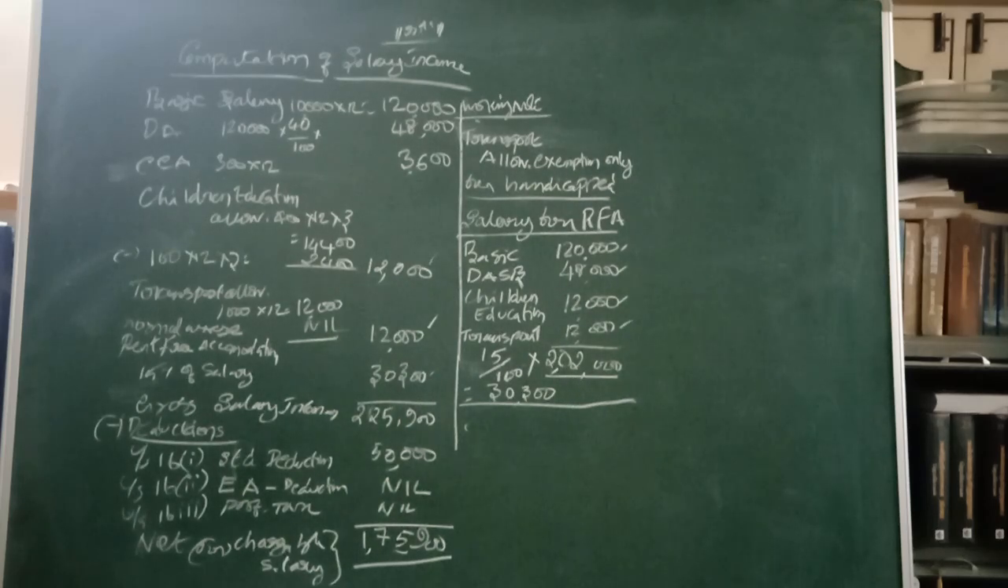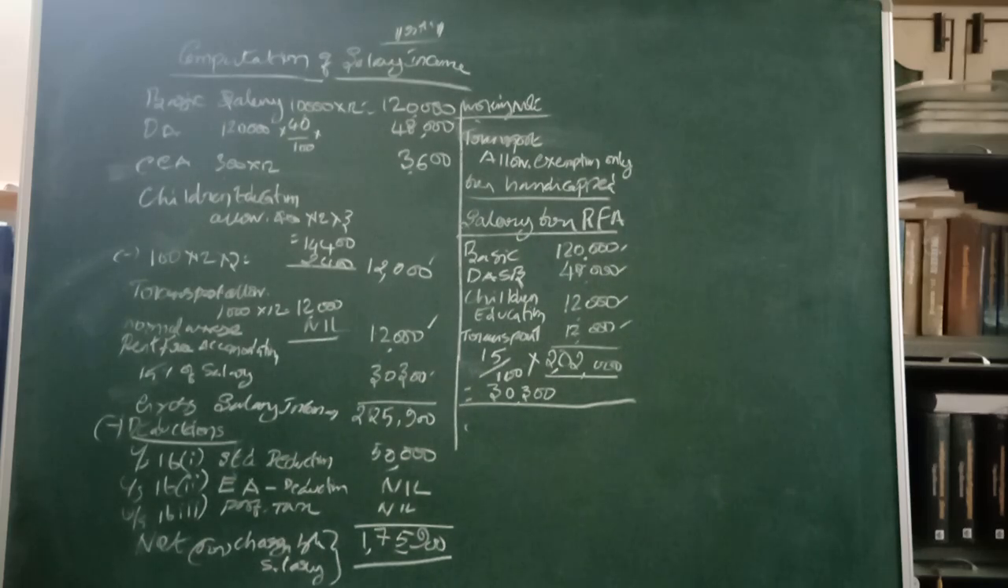Then, rent free accommodation. In which place you are having the rent free accommodation is given as a big city. We are not given the name of the city, but it is mentioned as a city having population of 40 lakhs. So it is considered as a big city, and 15% of salary is taxable.